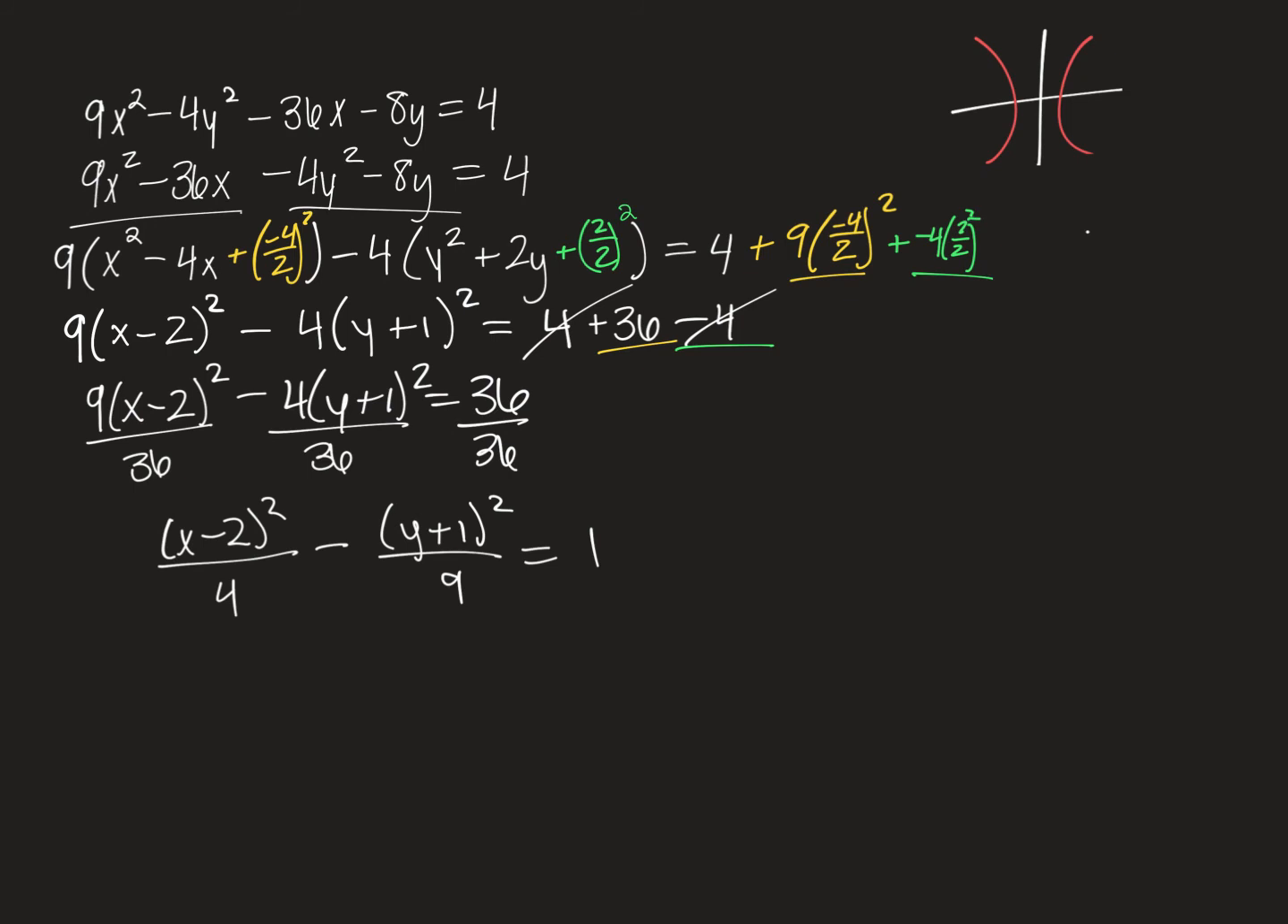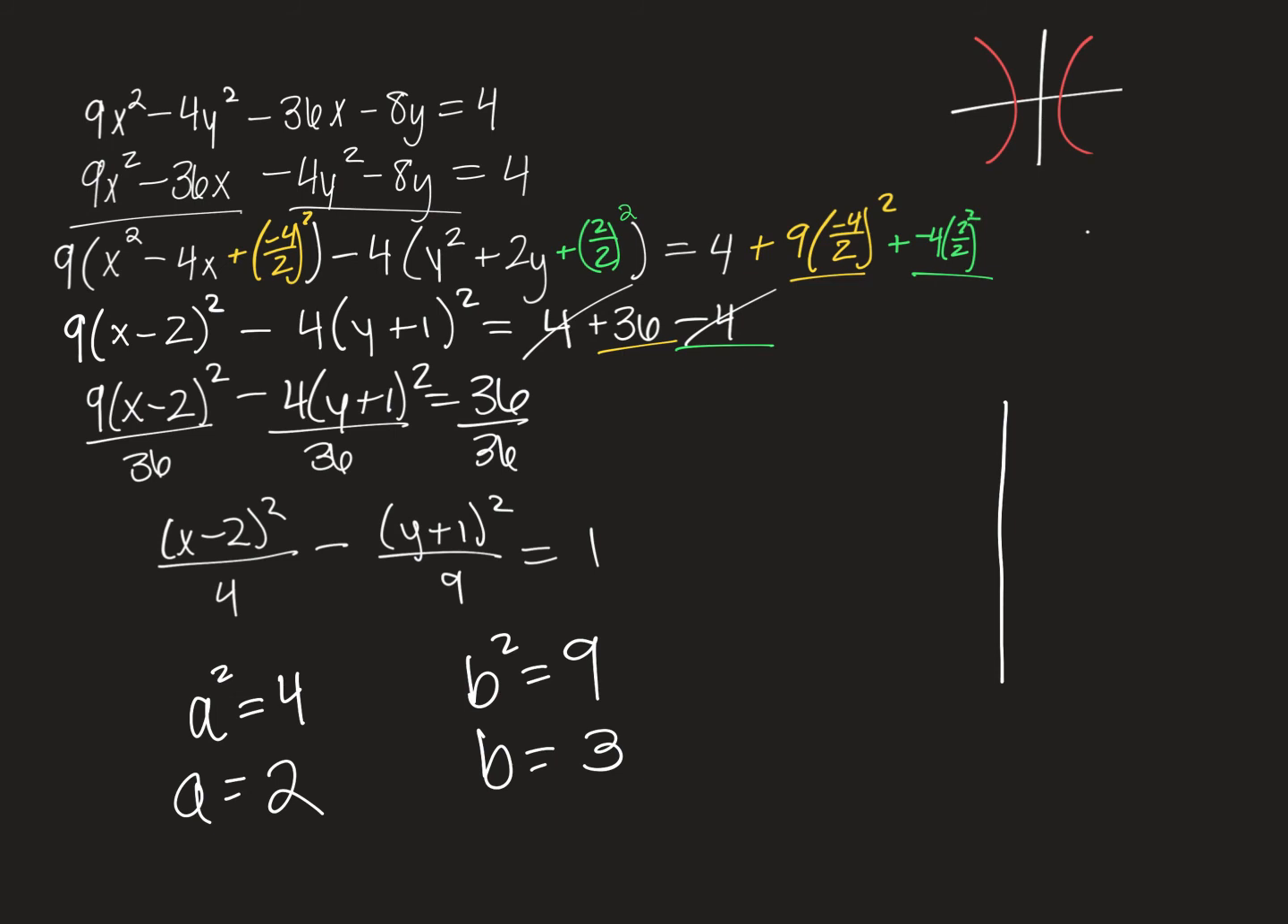All right, so again, a is always what's under the positive one. So in this case, a squared would be our 4, and b squared would be our 9. Right? So that means a is 2 and b is 3. So you square root it? Yep. All right, so the center point is what? 2, -1.